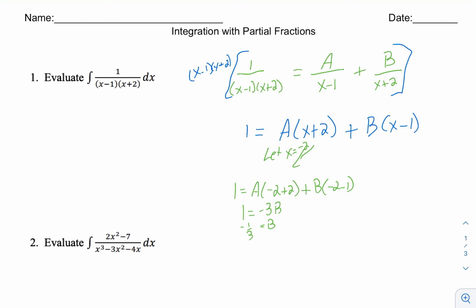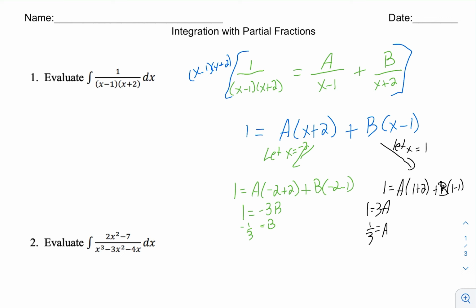Then we do the same thing with the other side. Let's let x equal 1. When we do that, we have 1 equals A times 1 plus 2, plus B times 1 minus 1, which zeroes out. So we have 1 equals 3A, and A is equal to 1/3. In this case, it just so happened that A and B were the same numbers with different signs. That won't always be the case.